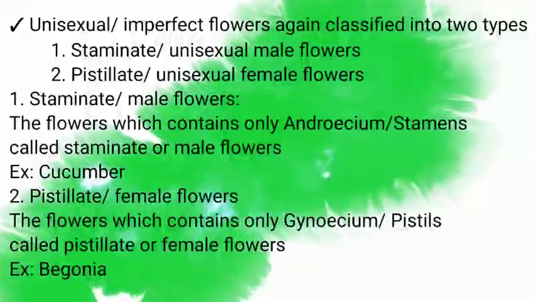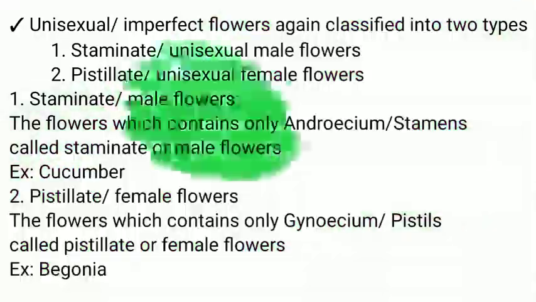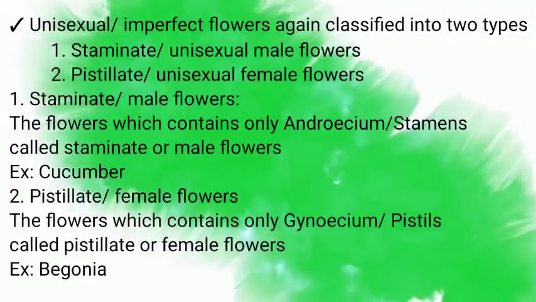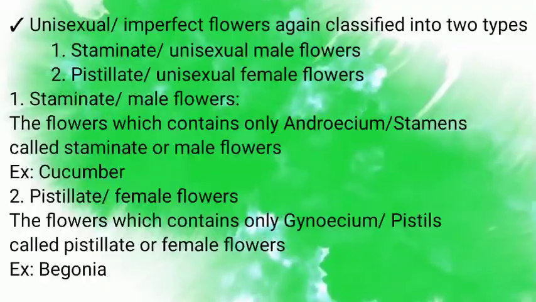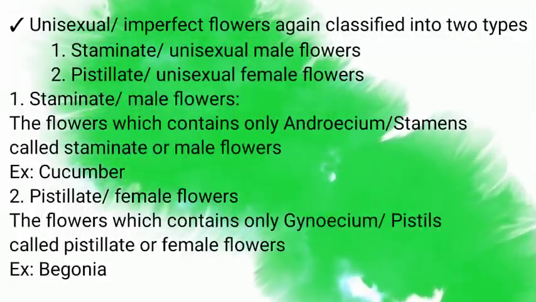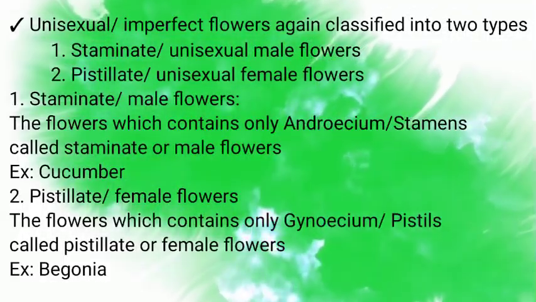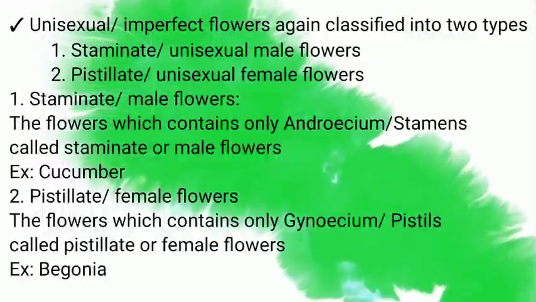The second one, unisexual flowers. The flowers which contain either androecium, the male part, or gynoecium, the female part, are called unisexual or imperfect flowers. Example: papaya, watermelon, mulberry, bitter gourd. Unisexual or imperfect flowers are again classified into two types. Number 1, staminate or unisexual male flowers. Number 2, pistillate or unisexual female flowers.